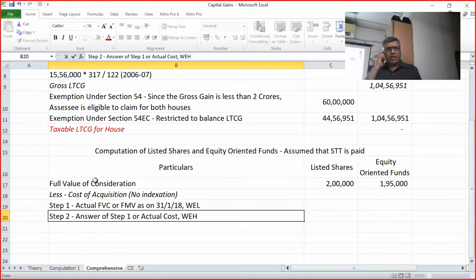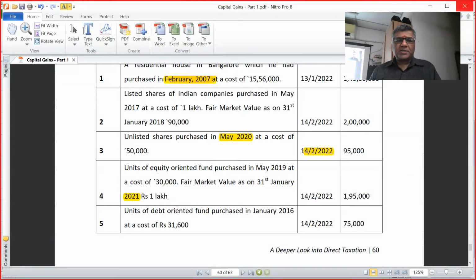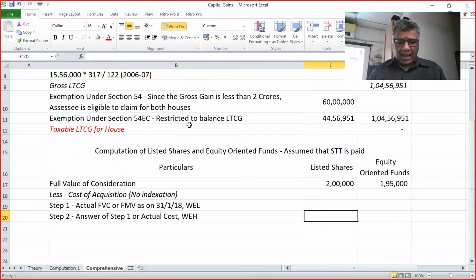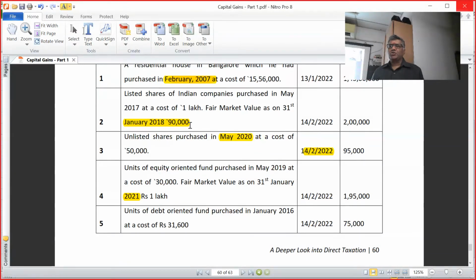For listed shares, I am seeing that 2 lakh or 90,000, whichever is less. So 90,000. 90,000 or 1 lakh, whichever is higher. So 1 lakh for listed shares.